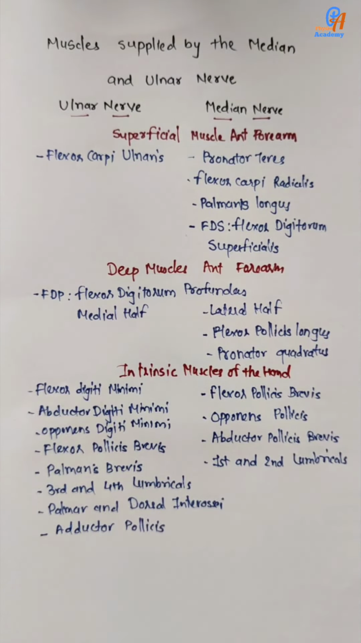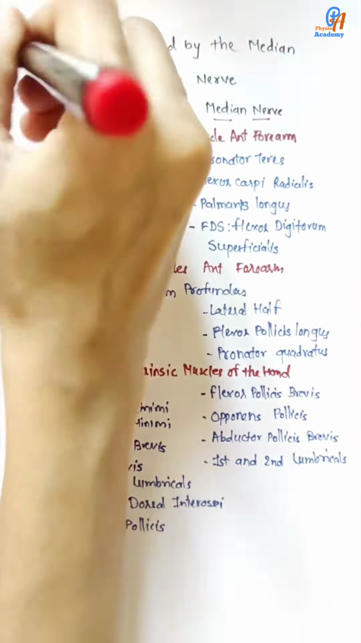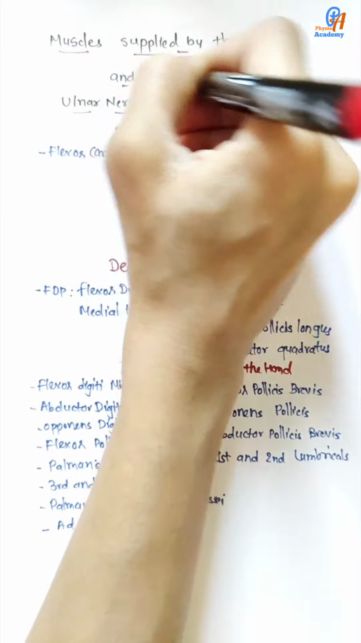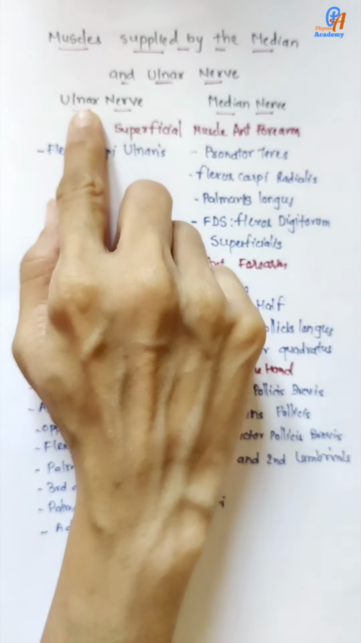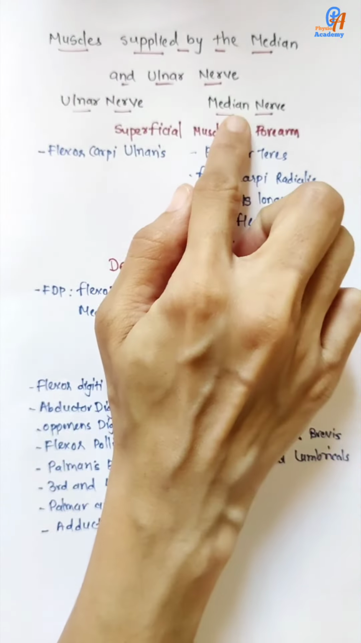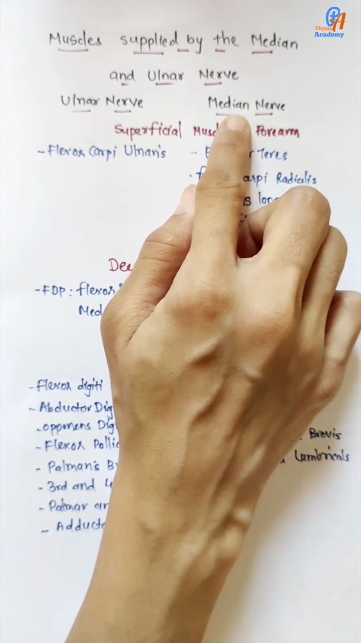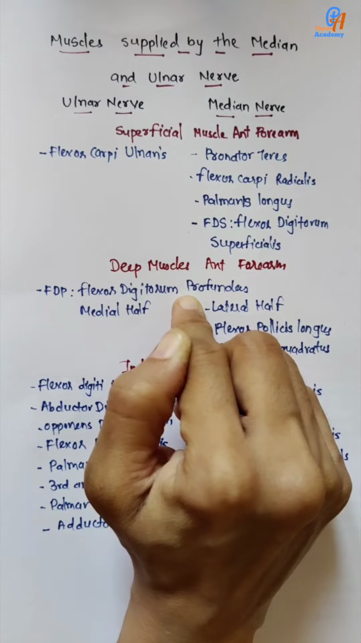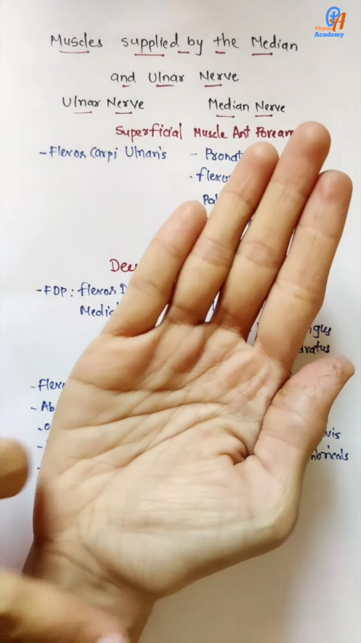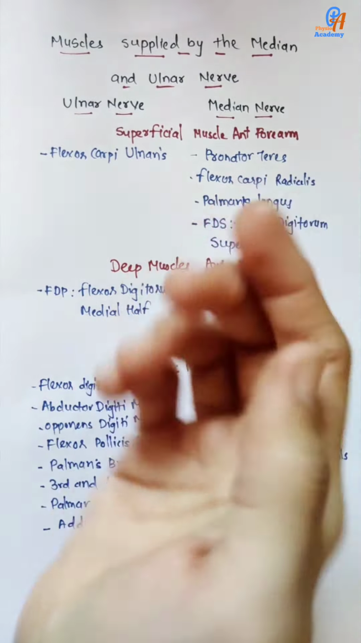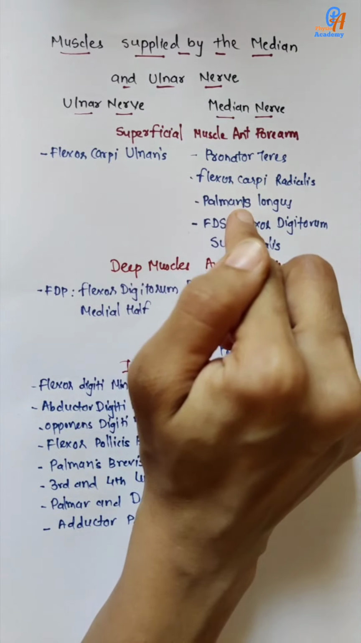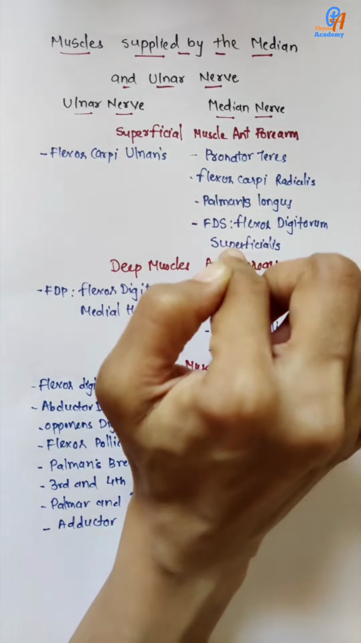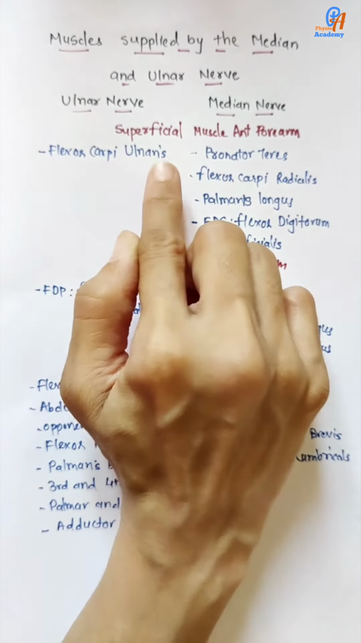Okay, so we revise the topic. Today we discussed the muscles supplied by the median and ulnar nerve. The ulnar nerve supplies the medial part and the median nerve supplies the lateral part, or the thumb side. They supply the superficial and deep muscles of the anterior forearm and the intrinsic muscles of the hand. In the superficial part of the anterior forearm there are mainly 5 muscles. All are supplied by the median nerve except flexor carpi ulnaris.